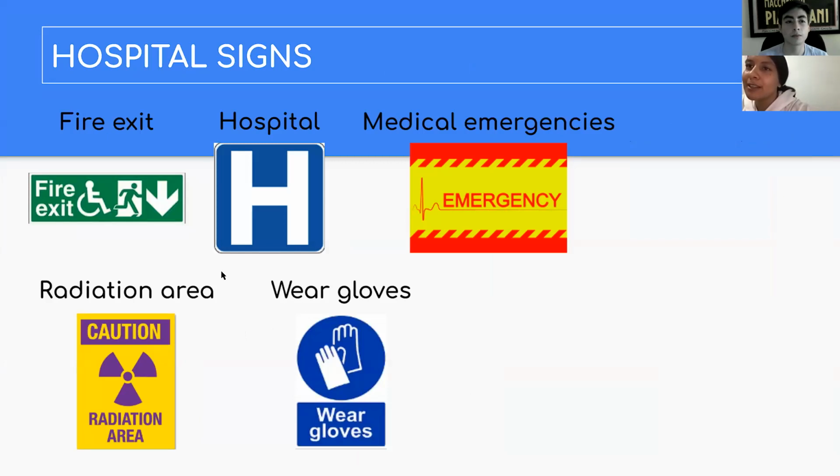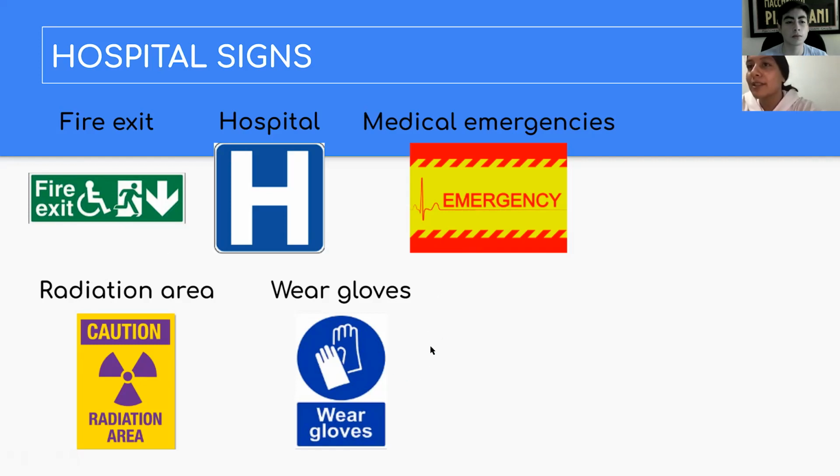There are hospital signs. These ones are very similar in most countries. The first one says fire exit, but from the drawing we know that it's an exit for people in wheelchairs. There's a sign that means there's a hospital nearby. It's the one blue with a white edge. The next one means people must be careful with the place for medical emergencies, where the doctors are working, and this one is the same in all countries.